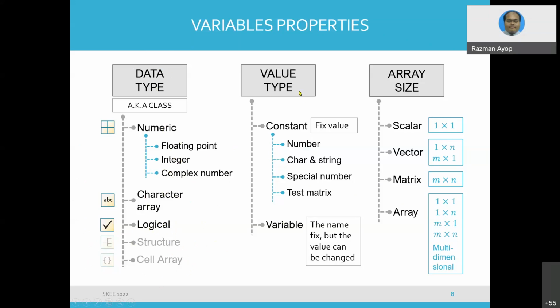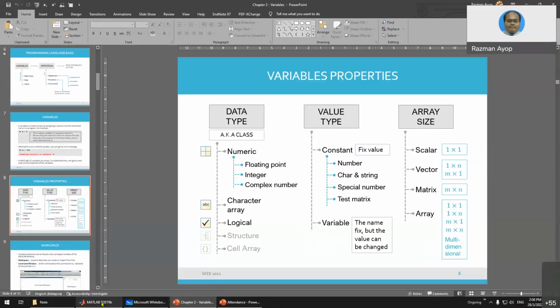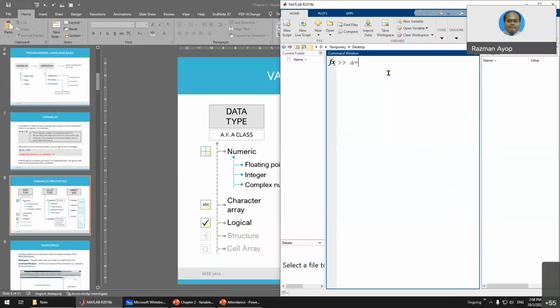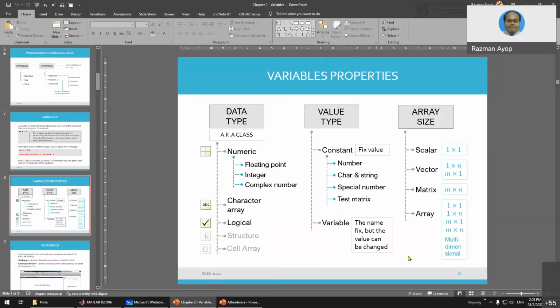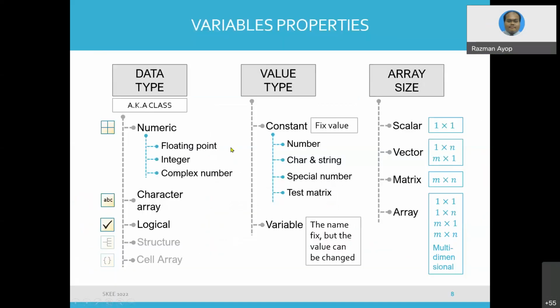Next is the value. The value is basically the inside value here. So remember, like I said, A is equal to 5. A is the variable, 5 is the value. You can see here, the name, the value. Value can be, like I said before, a number, character, or string. This one is ABC, special number, text matrix.